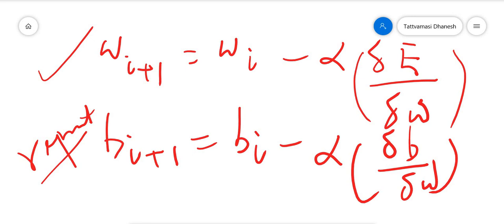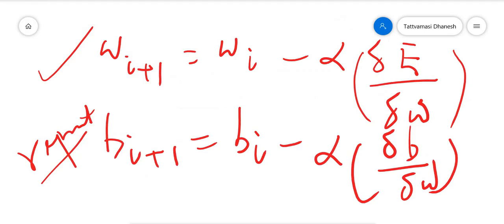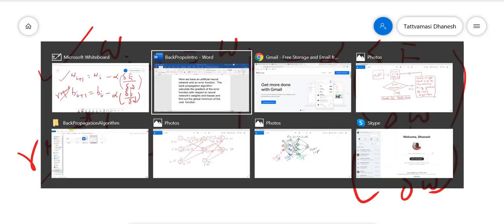By using that, we will find out the minimum of the cost function, and we will try to minimize the cost function repeatedly by an iterative process. So you understood this sentence. This sentence is mathematically represented here. I have explained to you.